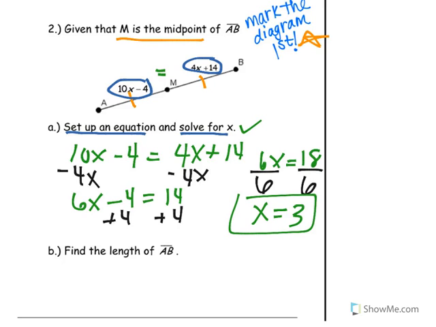I have an equation, I know what x is, but how do we use that to help us? Looking down at part C, it says find the length of AB. I'm just going to clear off our picture up here a little bit.